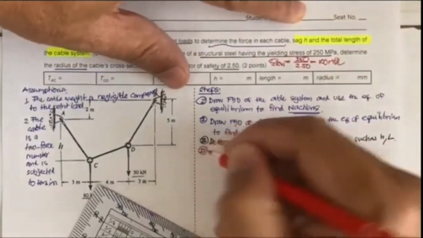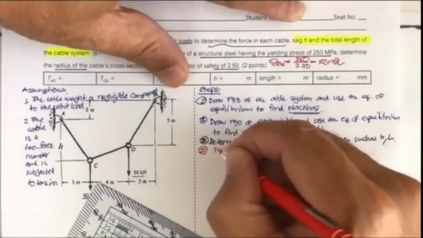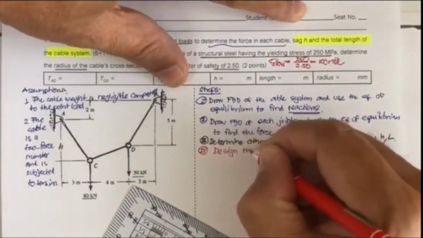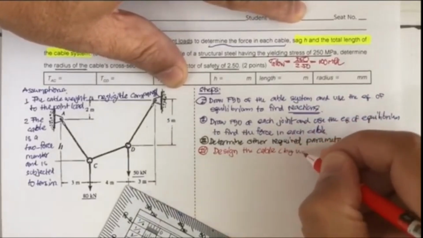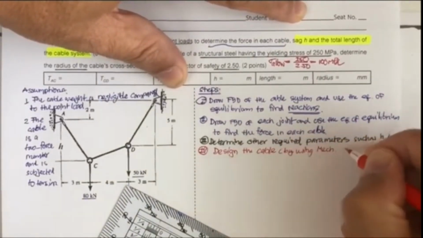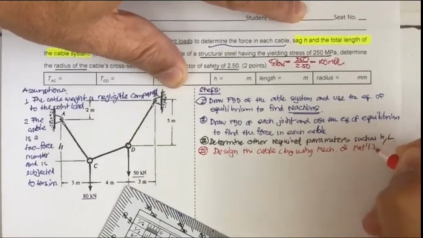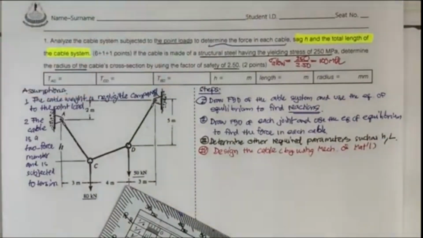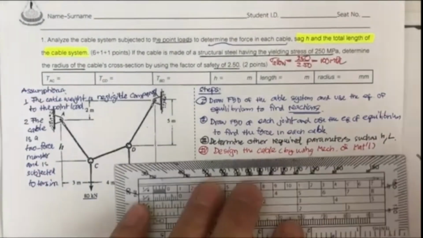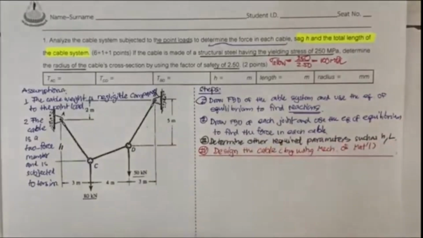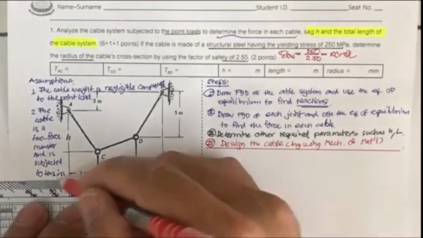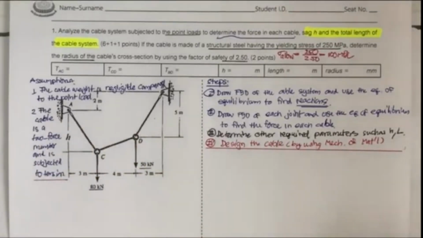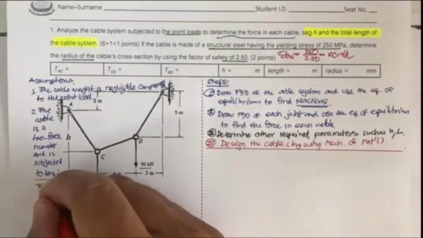So the first one, we design the cable. Up until here, we are using mechanics of material. We haven't studied the steel design yet, so we will follow the mechanics of material procedure. That is the whole step that we have to consider for this cable, and we also consider the assumptions that we could use. Okay, let's start with the first step.